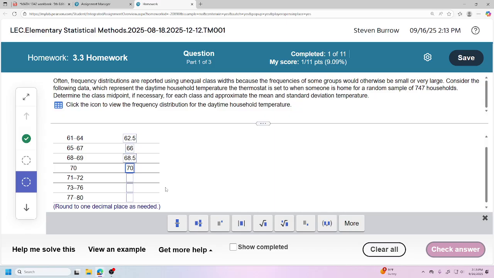This has nothing to do... okay, sorry. I shouldn't go on a tangent here. Between 71 and 72? Yep, 71.5. Very good. 73, 74, 75, 76. Yep, 74.5. Perfect. And the last one, 77, 78, 79, 80. 78, 78.5, right? Okay, here we go.